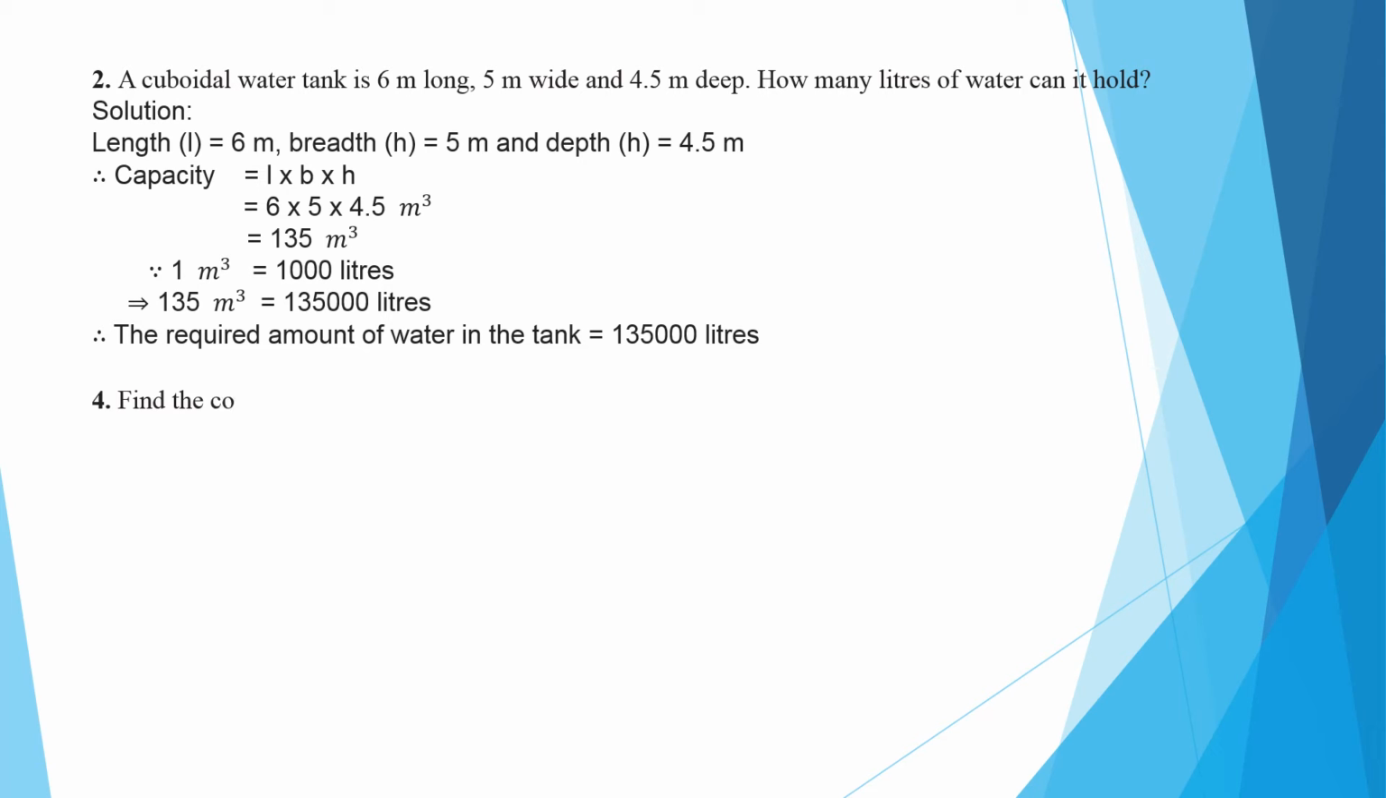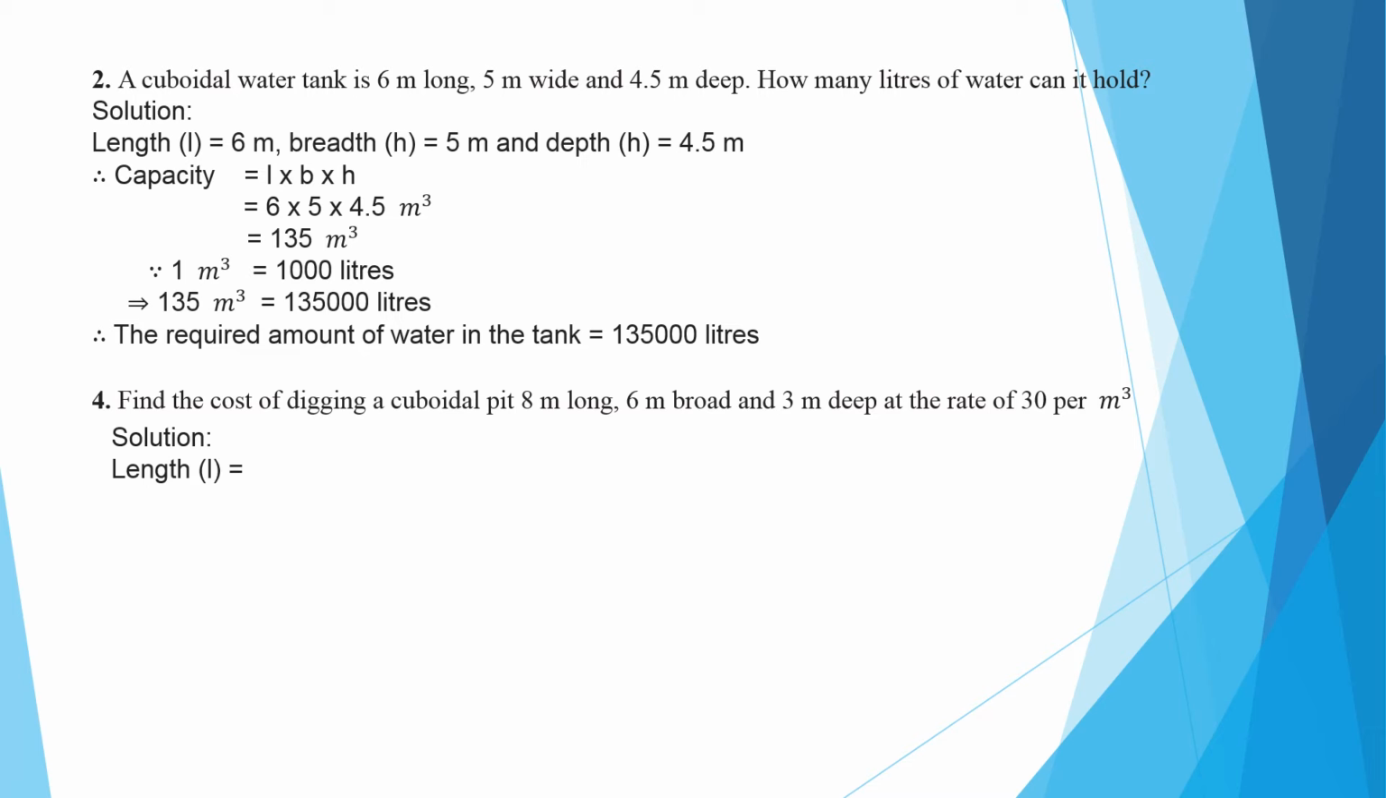Coming to the next, question number 4, we will do. Question number 3, you can take as homework. Question number 4: find the cost of digging a cuboidal pit. Cuboidal pit means here gadda. Okay, so we need to dig one cuboidal pit which is 8 meter long, 6 meter broad and 3 meter deep, and the cost is at the rate of rupees 30 per meter cube.